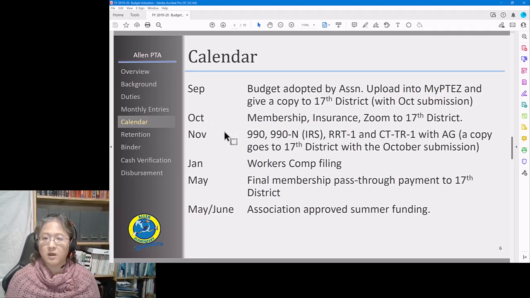October and November really is where all of the annual filings come, most of it, I should say, being the membership, insurance, and Zoom license that need to be paid to the 17th district. And then all of the annual filings with the IRS, the California, and the AG are all also done by November.